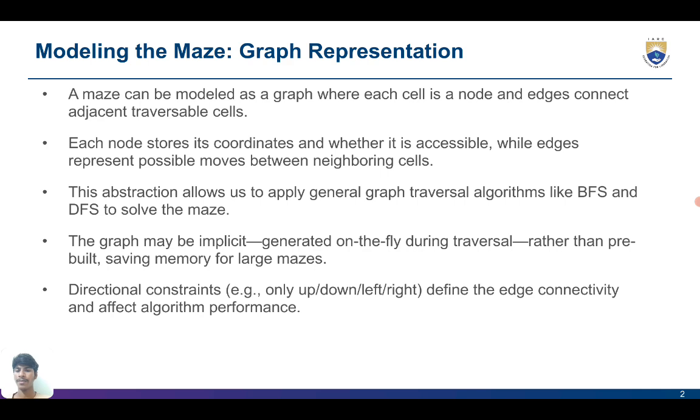The graph may be implicit, generated on the fly during traversal rather than pre-built, saving memory for large mazes. Directional constraints, for example only up, down, left or right, define the edge connectivity and affect algorithm performance.